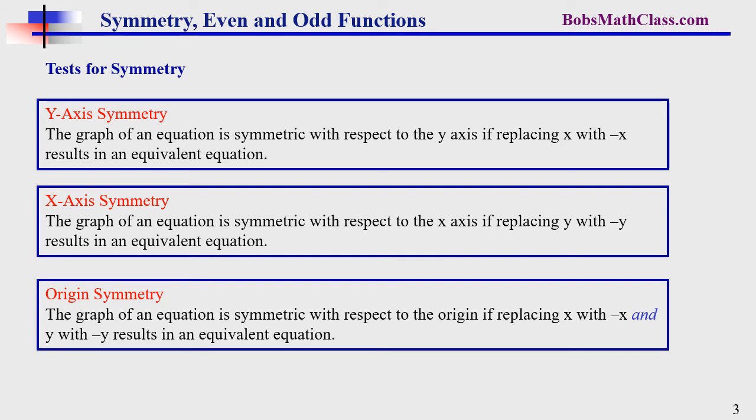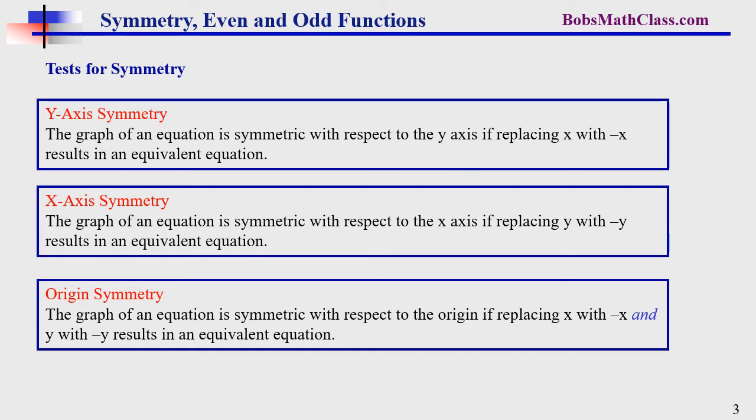X-axis symmetry is almost the same thing. This time we replace y with negative y. And the last one is origin symmetry. For this one, you replace both: x with negative x and y with negative y. Again, if it equals the same thing as what we started with, then it's symmetric with respect to the origin. If we can't get it to equal the same thing we started with, then it's not symmetric with respect to the origin or one of the others.